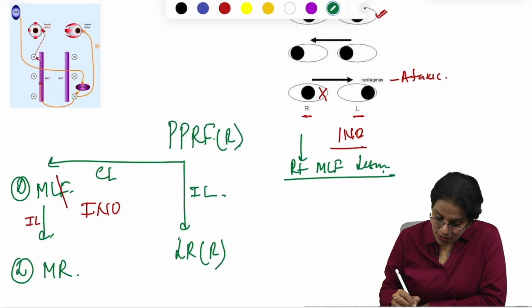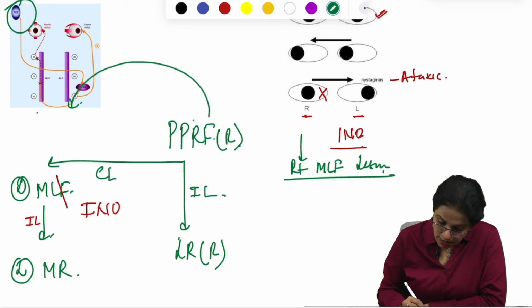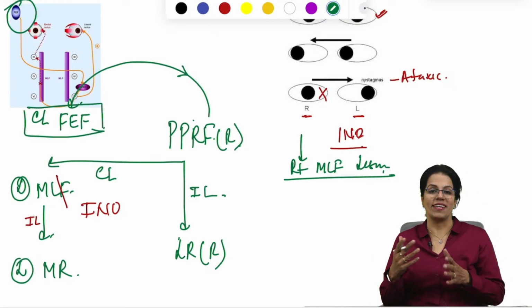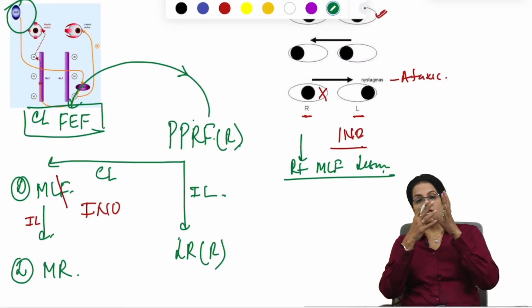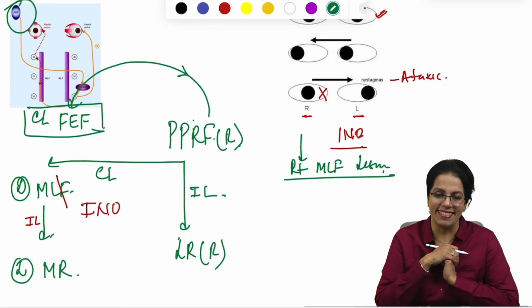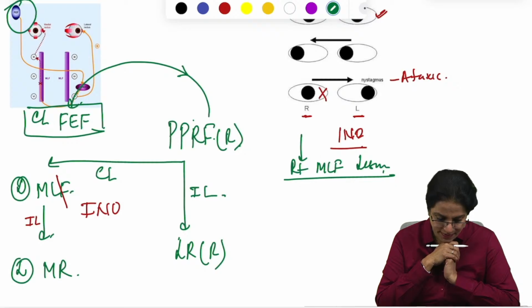And one last important thing is about FEF, that this PPRF is actually managed by the contralateral frontal eye field. So this is the important information. It is managed by the contralateral frontal eye field. So if the frontal eye field center is gone, it is going to lead to contralateral horizontal gaze palsy. Good. This is not 1.5 syndrome.